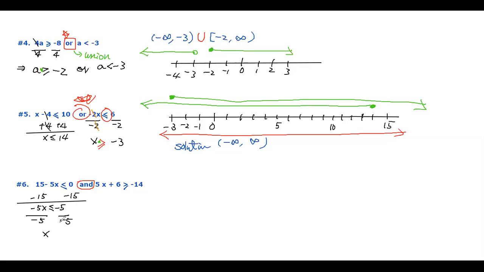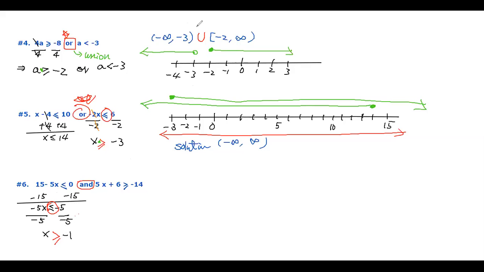So x, so -5 divided by -5 is what? It's -1. Here, do I need to switch this inequality sign? Oh, yes, because I divided by a negative number. So here, what happened? I need to switch it. So it's x greater than or equal to -1.